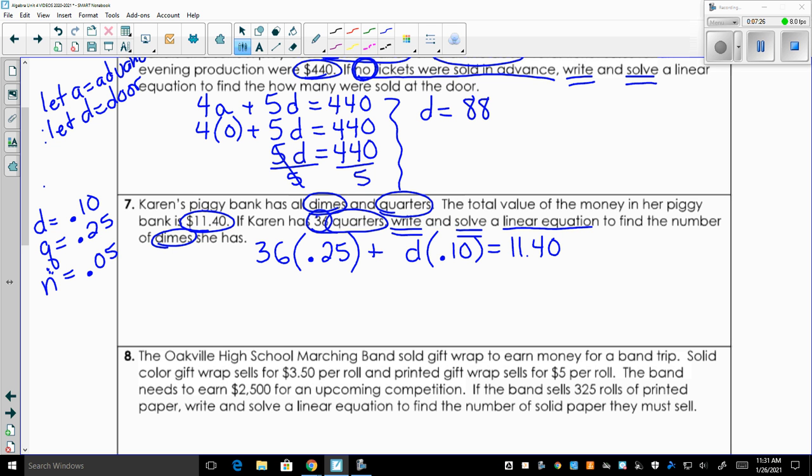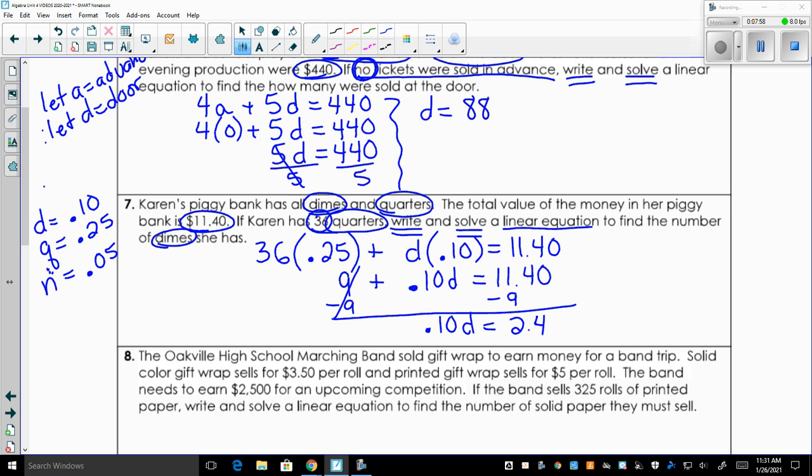So 36 times 0.25 would be $9 in quarters, plus, I'm going to move the number in front of the variable here, 0.10D, 10 cents times the number of dimes equals a total of $11.40. So let's subtract this 9 from both sides to see how much money is made up of dimes. These 9's cancel, and I have 0.10 times the number of dimes is $2.40. And then divide both sides by 0.10. And that tells me she has 24 dimes.